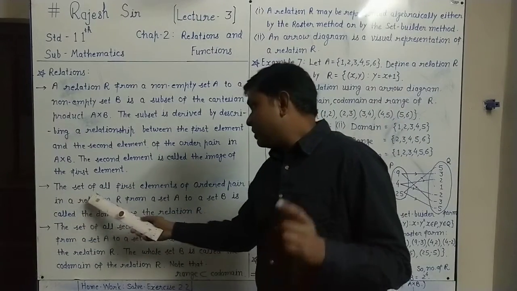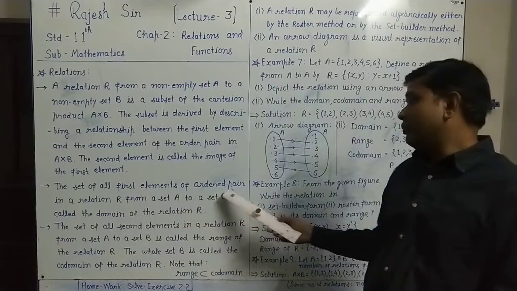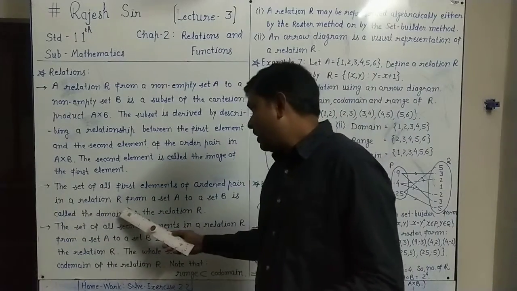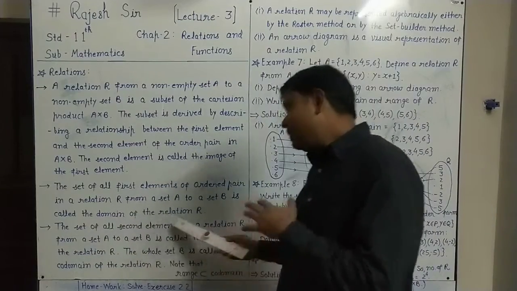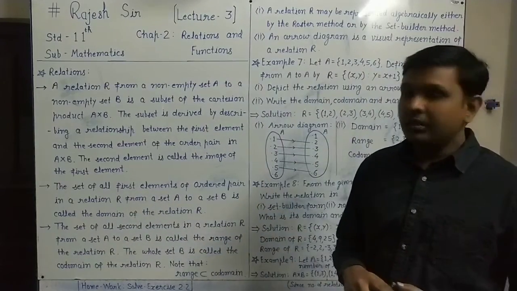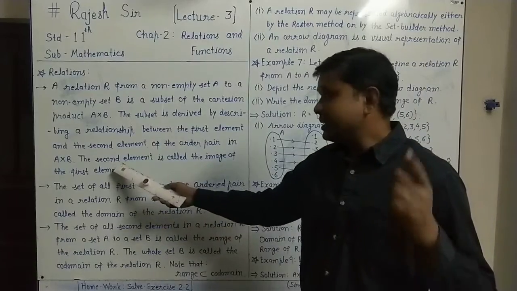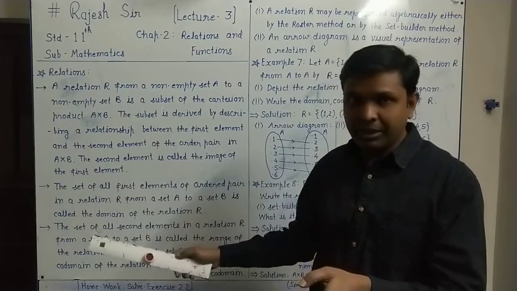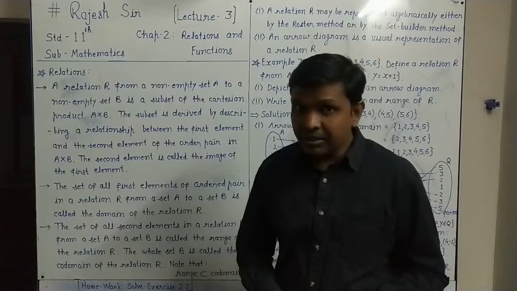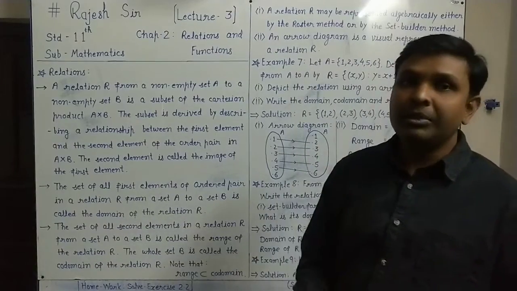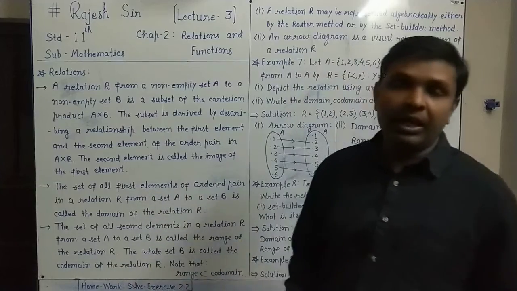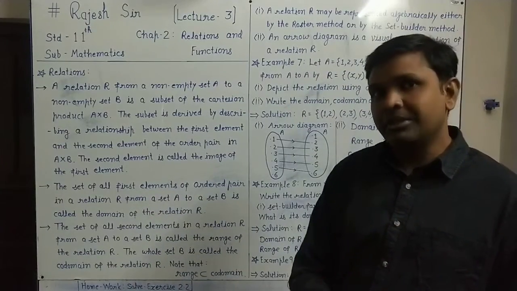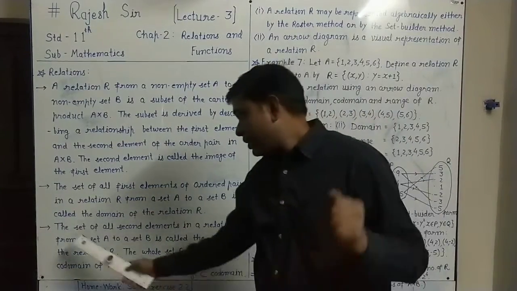Second definition: the set of all the first elements of ordered pairs in a relation R from a set A to a set B is called the domain of the relation R. As we have said, the second element is called the image of the first element. So what about the first elements? The set of all the first elements in the relation is called the domain of the relation R. Domain means the set of all the first elements in the relation.